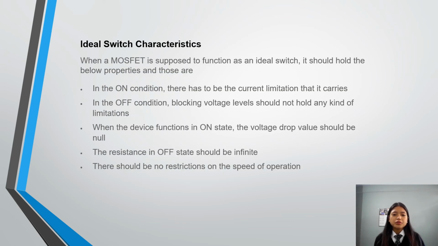Now, ideal switch characteristics. When a MOSFET is supposed to function as an ideal switch, it should hold the following properties. Number one, in the on condition, there should be no limitation on the current it carries. Number two, in the off condition, blocking voltage levels should not have any limitations. Number three, when the device is in the on state, the voltage drop value should be null. Number four, the resistance in the off state should be infinite. Number five, there should be no restrictions on the speed of operation.